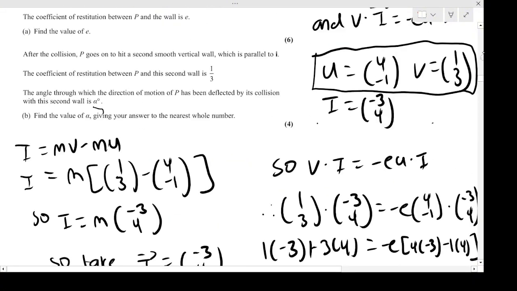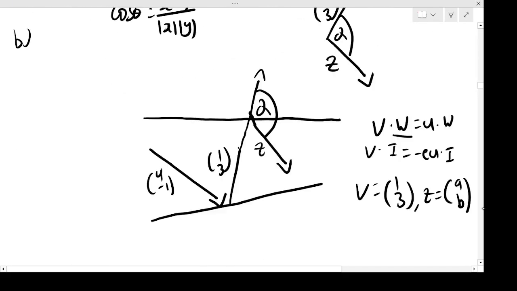Because again, notice I'm told the second wall is parallel to i. Well, there we are. So it's in the direction of i, which is (1, 0). So the wall vector has the direction vector (1, 0), because that's the direction it's going in. Hopefully happy with that. That is what the vector i is, (1, 0). So I can take w to be (1, 0).